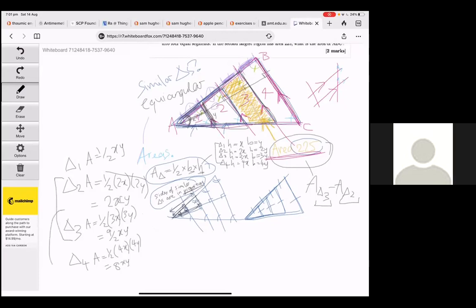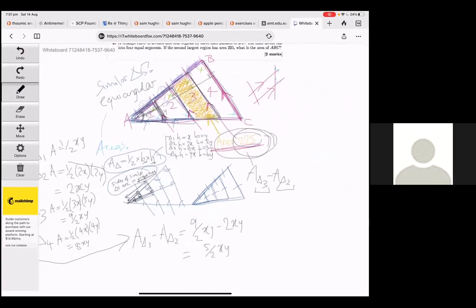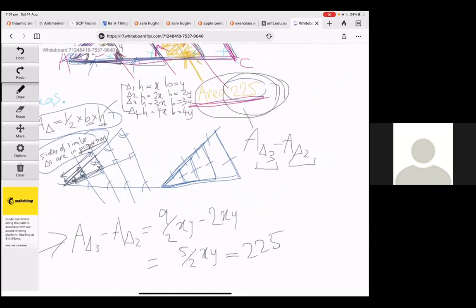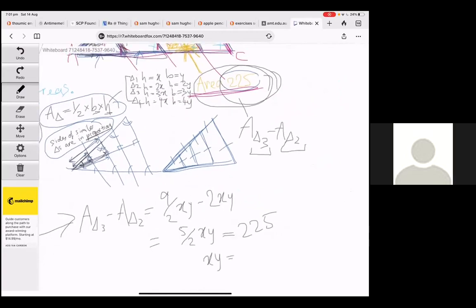Okay, so I'm going to be using both of these. And I want to see what my area of triangle 3 minus area of triangle 2 is. So if I do some algebra, I've got 9 on 2 xy minus 2xy, which is 5 on 2 xy. And like we said, that's equal to 225. So from this, I can actually figure out what xy is equal to. xy is equal to 2 on 5 times 225, which is 450 divided by 5, which is 90.